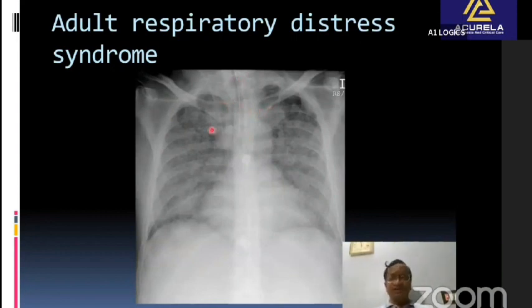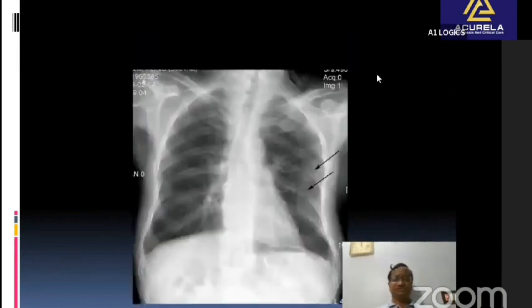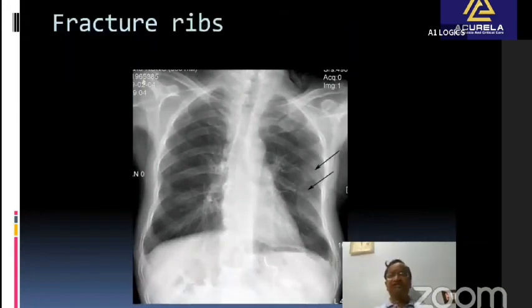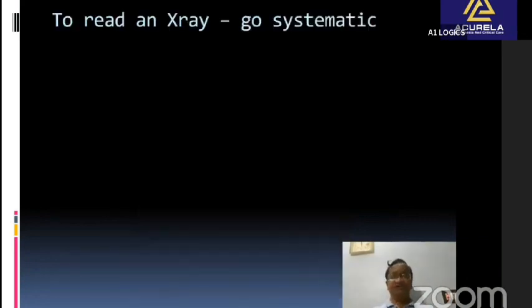Rotation is normal, the clavicles are in the midline, good exposure, good inspiratory filling or slightly supine filling. Yes, bilateral shadows. Now, if you only look for the ARDS, you are likely to miss this, like cataracts.